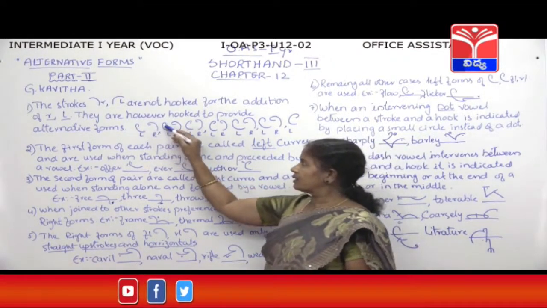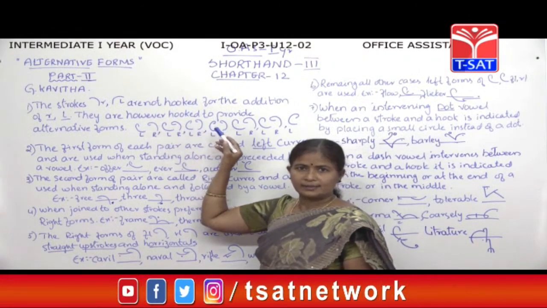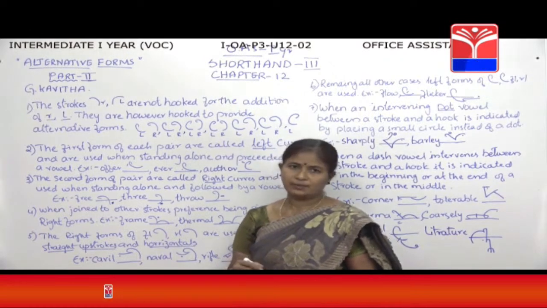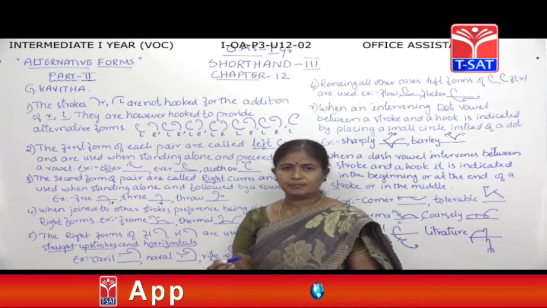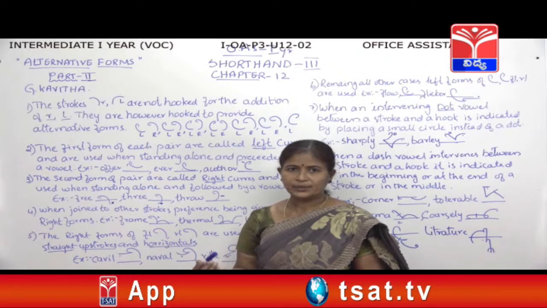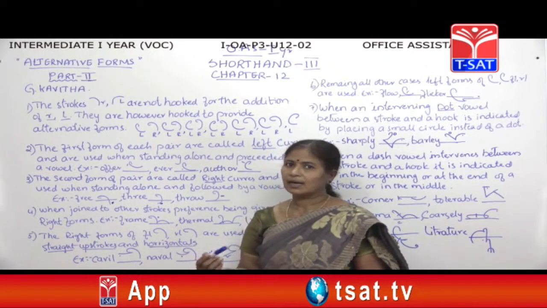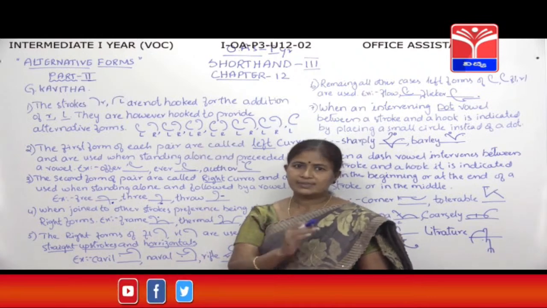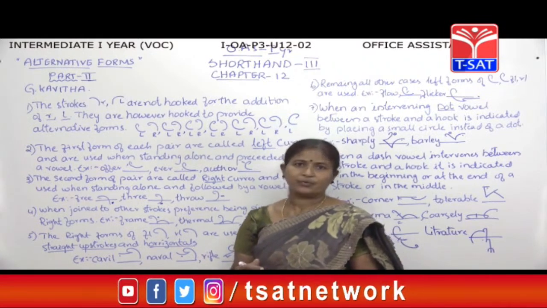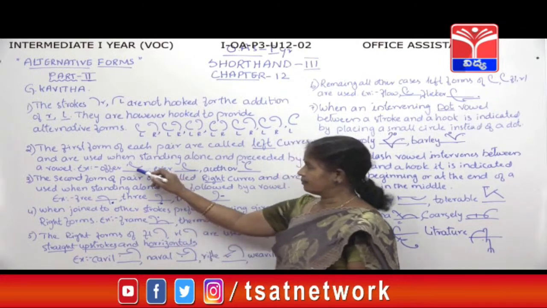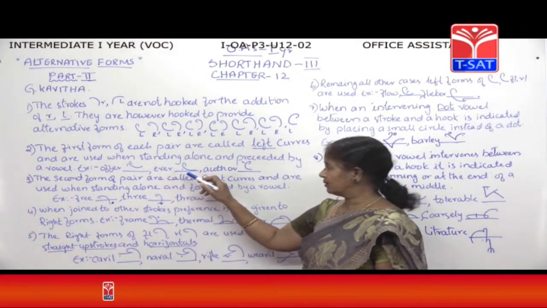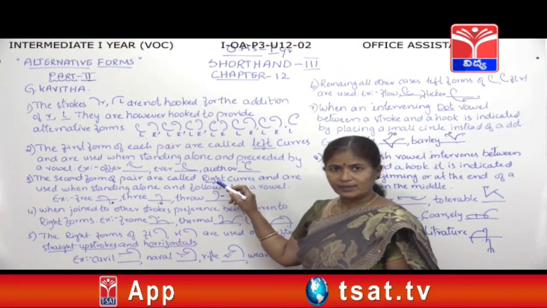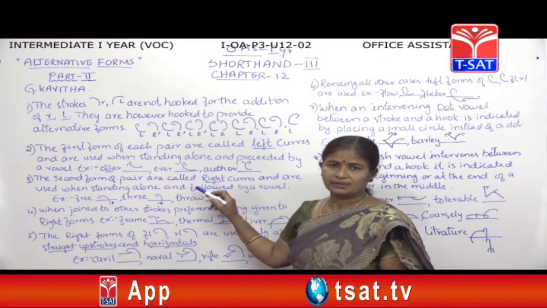Mostly the left curves fir, ver, ter and der are used when standing alone and preceded by a vowel. Examples of standing alone: offer, ever, either, other, author. Standing alone and with a vowel preceding, we use left forms. Example: offer, ever, author. They are standing alone and preceded by a vowel, so they are used with the left forms.